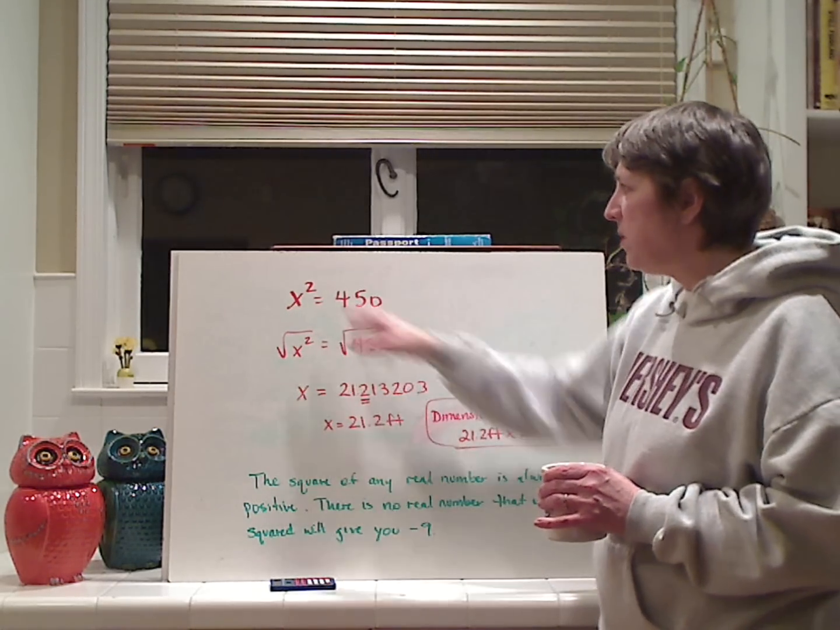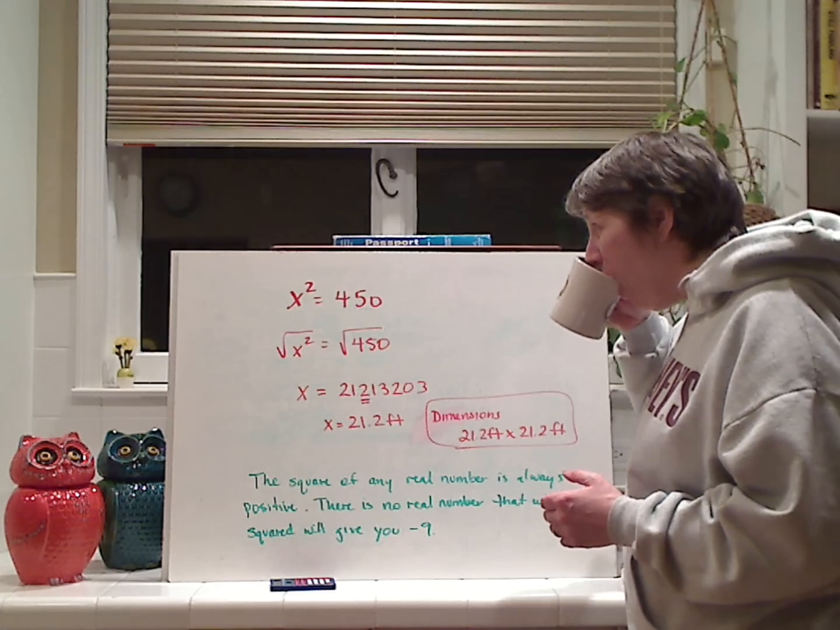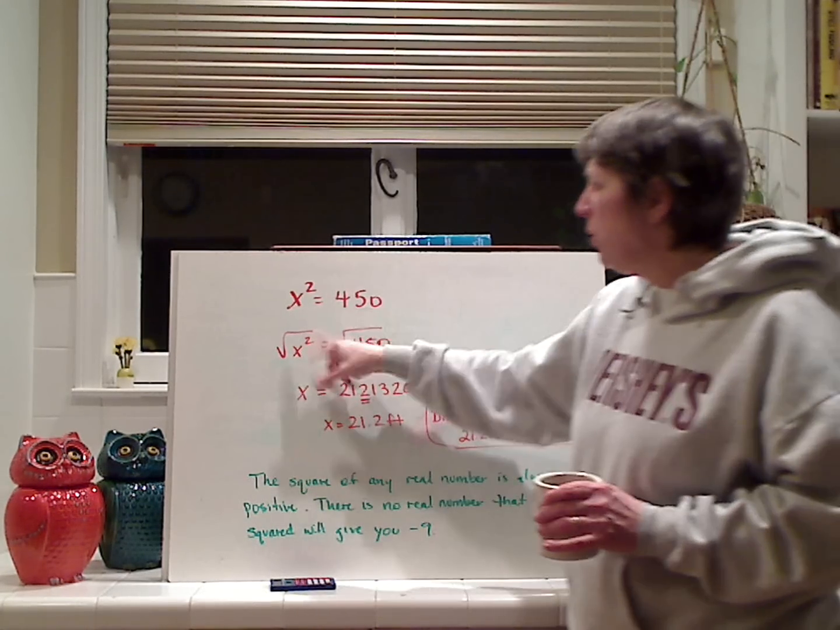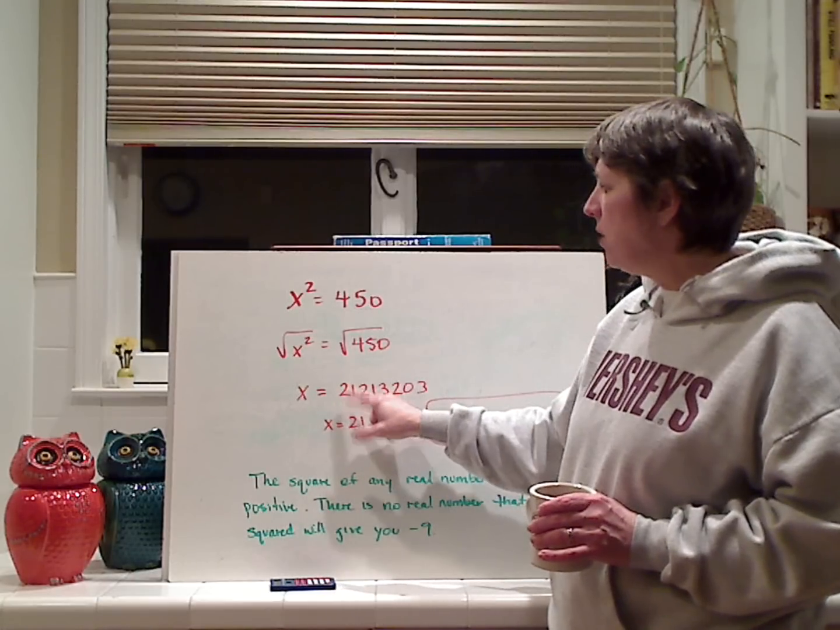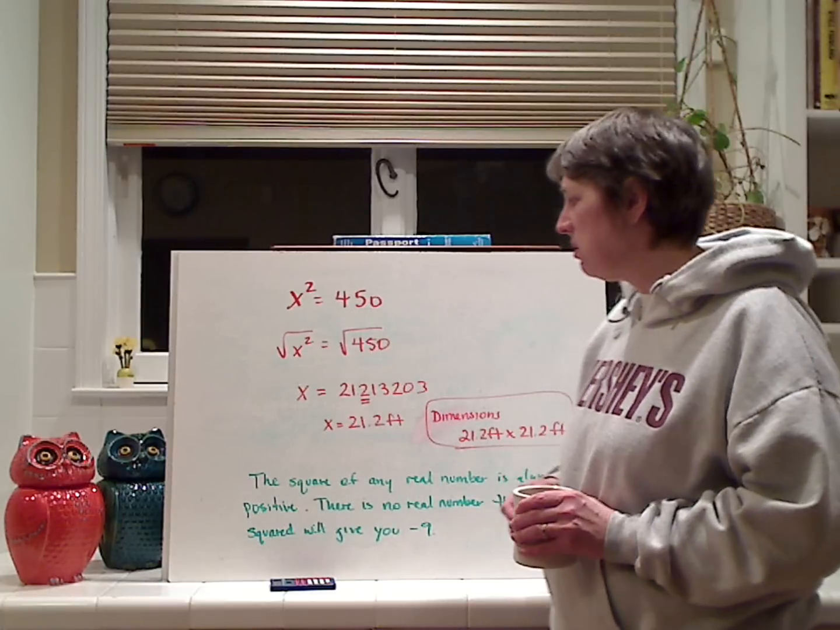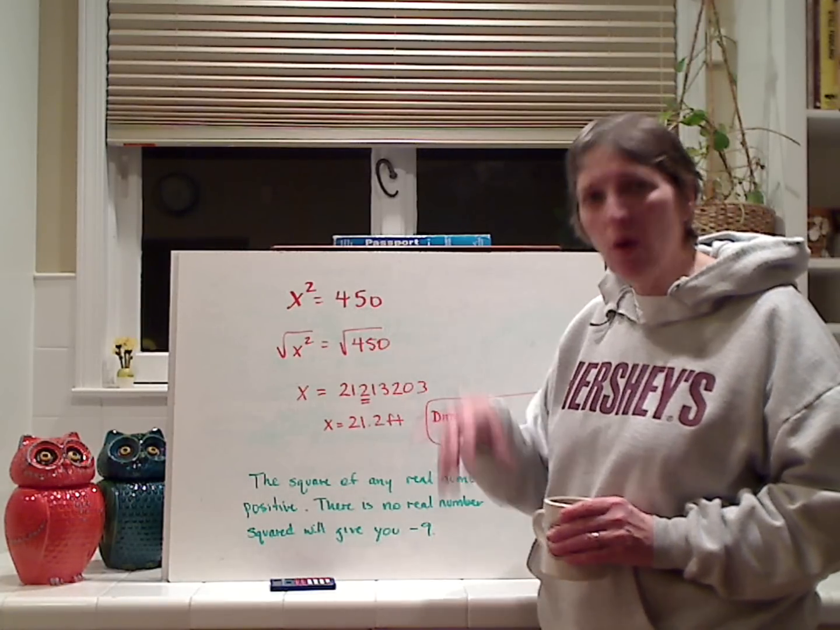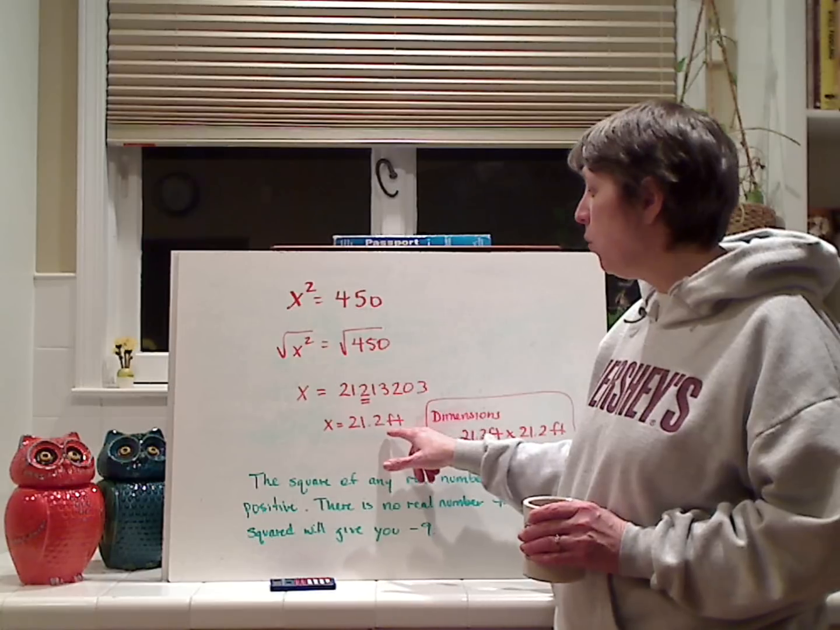Okay, so we set it up as x squared equals 450. We don't have to put feet squared. We're going to take the square root of both sides, and we get 21.213203. It said to round it to tenths. So here's where I put the feet. I do not need to put about because it told me to round it, so x equals 21.2 feet.